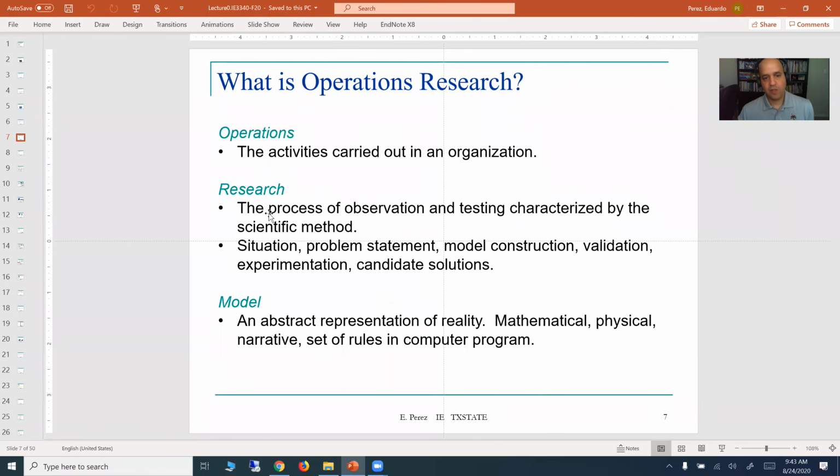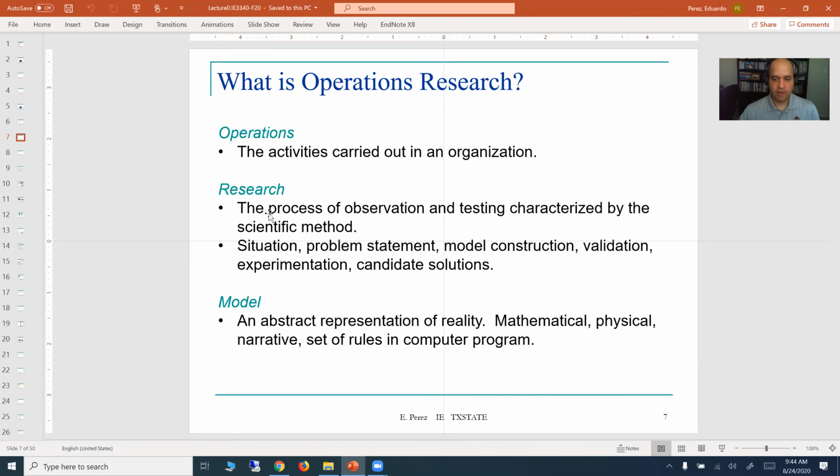So what is operational research? I have three terms here that I want to discuss. Operations are activities carried out in an organization. Research is a process of observation and testing characterized by the scientific method. The scientific method includes situation, problem statement, model construction, validation, experimentation, and then stating candidate solutions. And a model is an actual representation of reality.